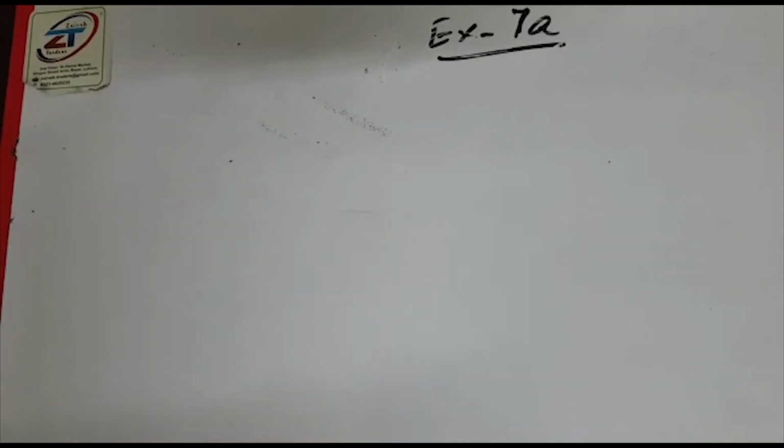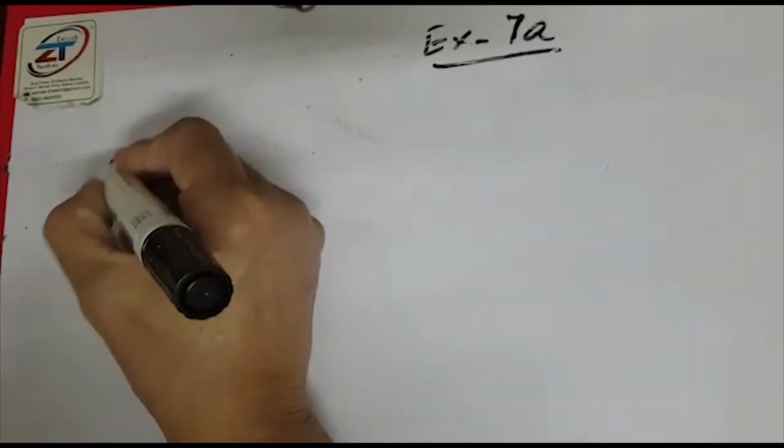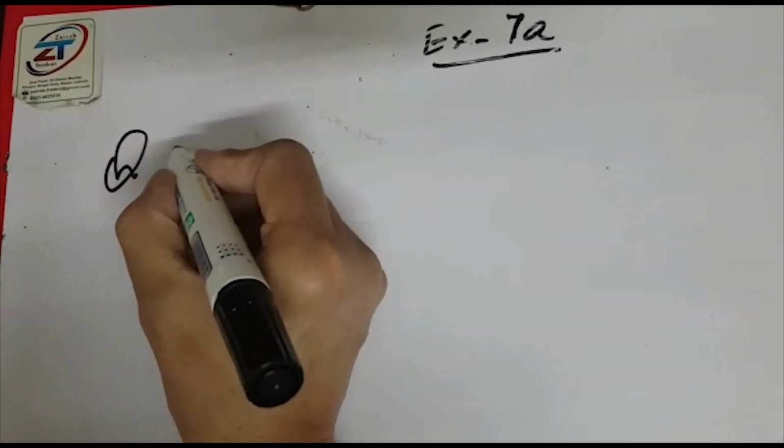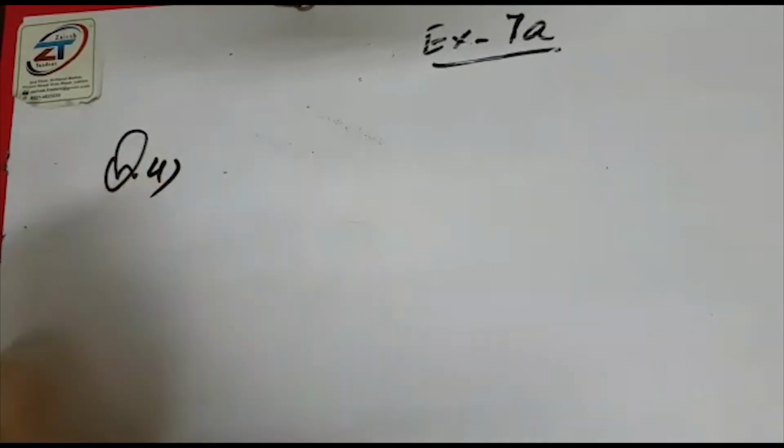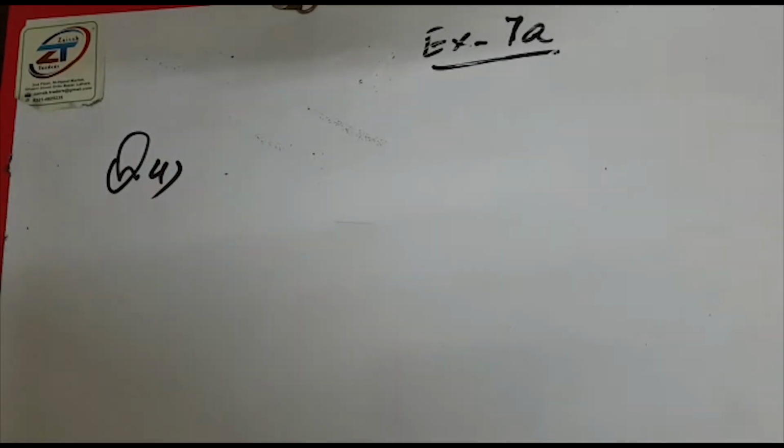Now children, same is the exercise 7a, and question is question number 4. The fastest man in the world can run 100 meters in 9 seconds. How far can he run in 1 minute and 2 seconds? So they are asking for the distance and the time is given. First you have given 9 seconds for 100 meters, then 1 minute and 2 seconds for, you have to find out for how many meters.